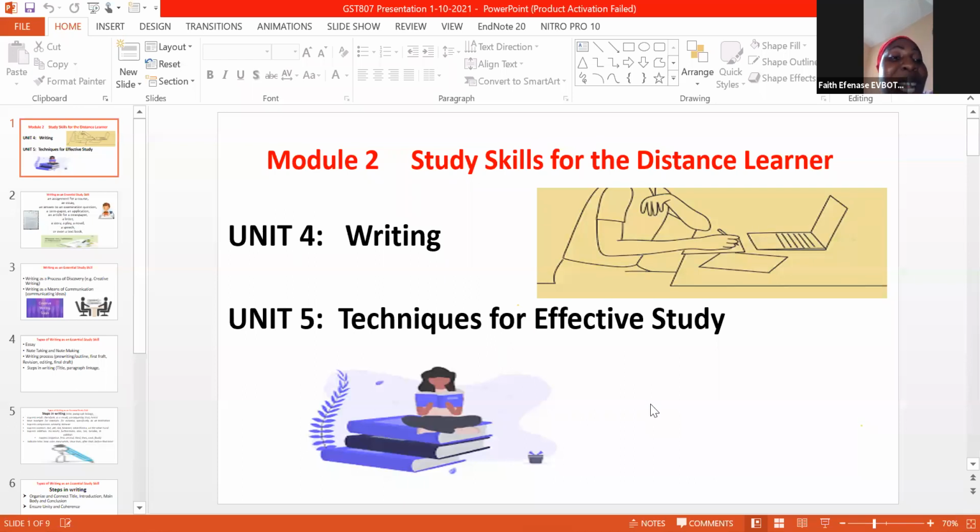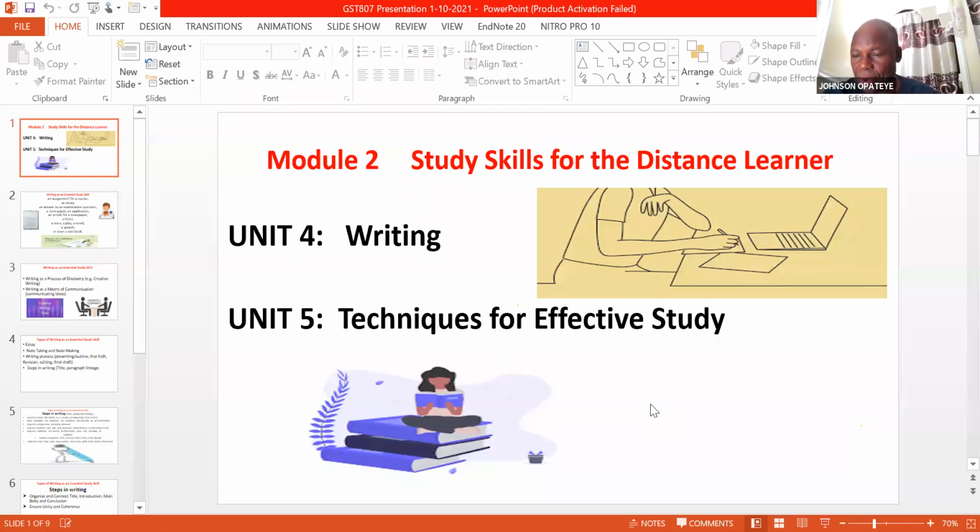And another thing that I learned from this unit is that when you are writing, because there are times you need to communicate to somebody that is far away, your writing should be able to explain the content very well to the understanding of that person you are communicating with. Thank you, sir.